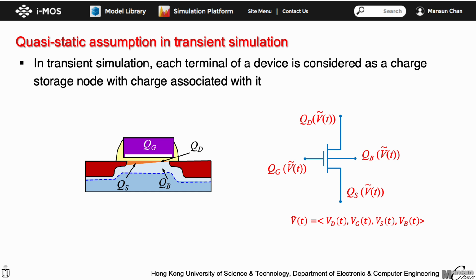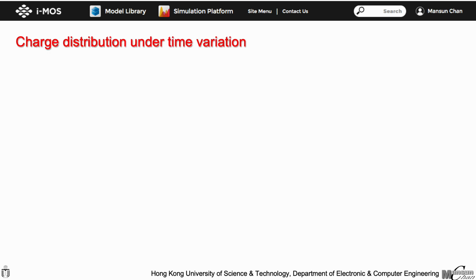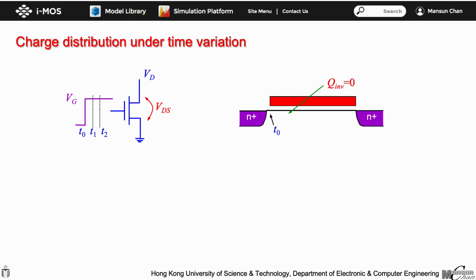However, it may not be the case. Let's look at the given example. When a MOSFET is being turned on by an input pulse to the gate, we look at the channel charge distribution at different time points, T0, T1, and T2. T0 refers to the point right after turn on. At T0, there is no charge in the channel, as the MOSFET is at the edge of turn on. The channel remains off, and the channel inversion charge is 0.